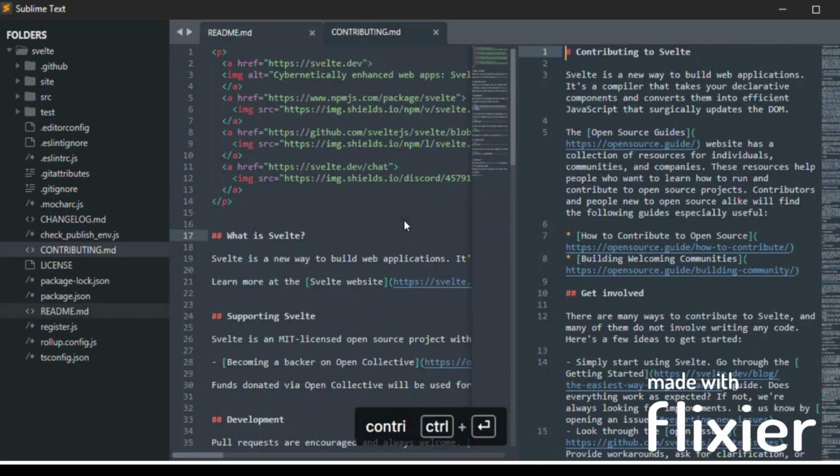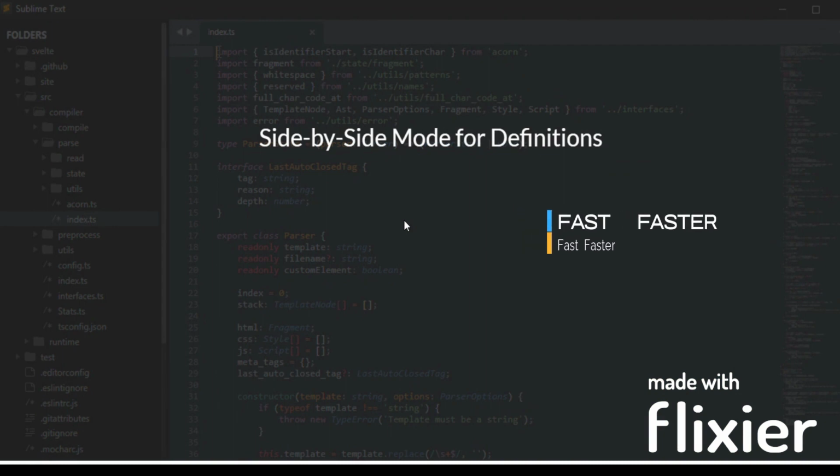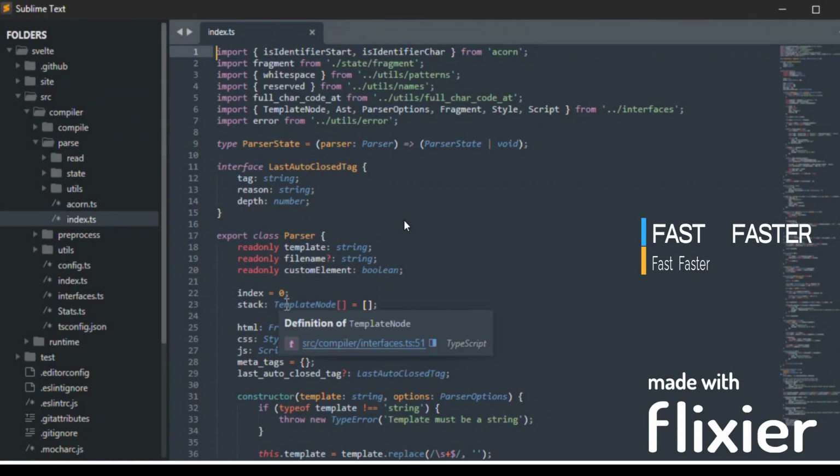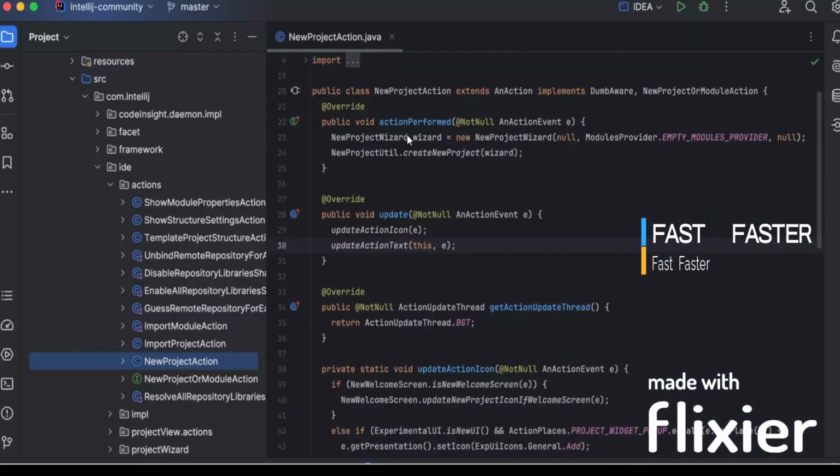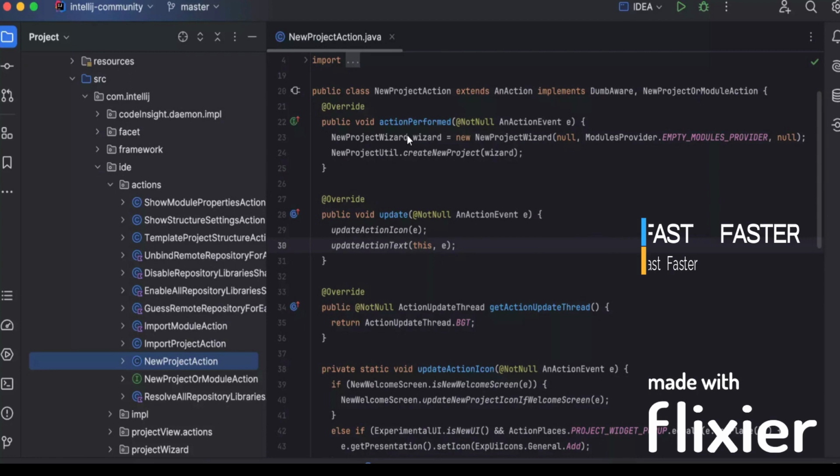So the paid version does not have the very huge number of plugins that Visual Studio Code provides, but it's much faster than Visual Studio Code and Atom. Moving on to the industry favorites, we have Eclipse and IntelliJ IDEA.